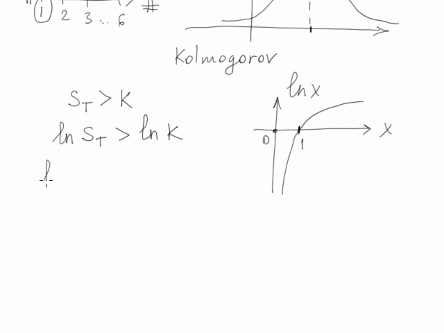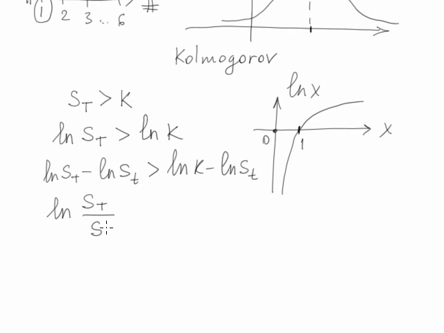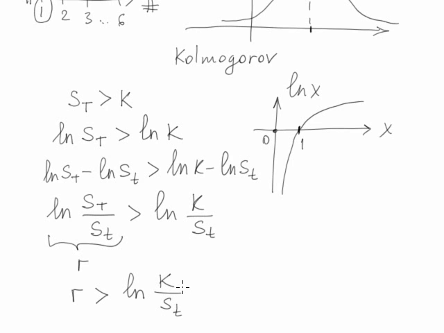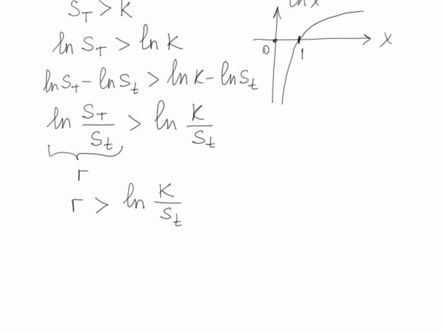And we can also subtract the natural log of S sub small t, and we arrive at this inequality. But this quantity is the rate of return. So the rate of return should be more than the natural log of K divided by S_t. In this case, our call option will expire in the money.